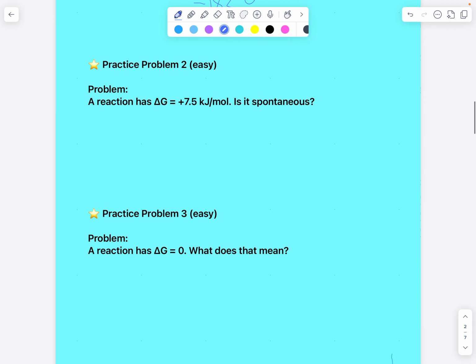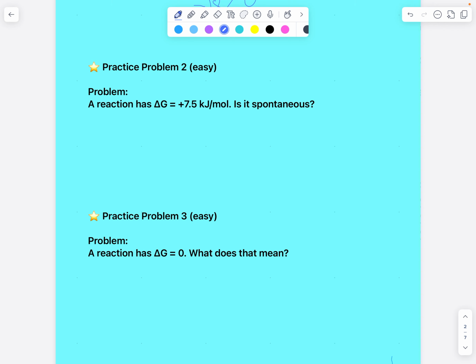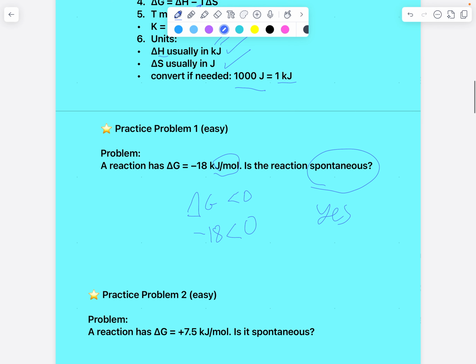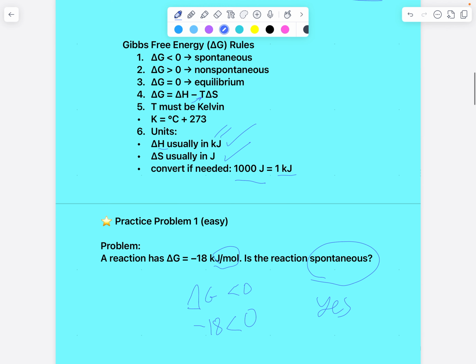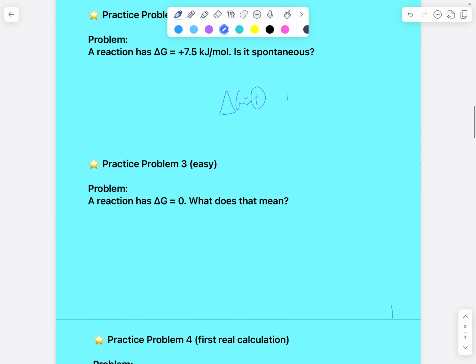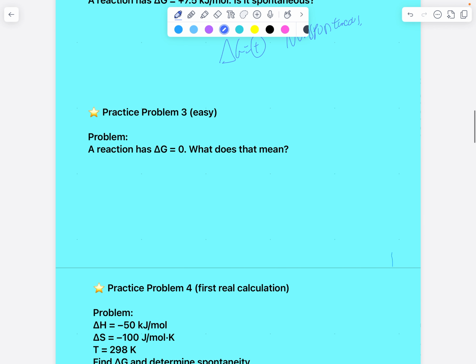That's good. Here's another easy one, hopefully. A reaction has delta G that is 7.5 kilojoules per mole. Is it spontaneous? Well, I know delta G is positive, so what do you think? Yeah, non-spontaneous. Good job. Okay, let's try more, and it'll only get harder.